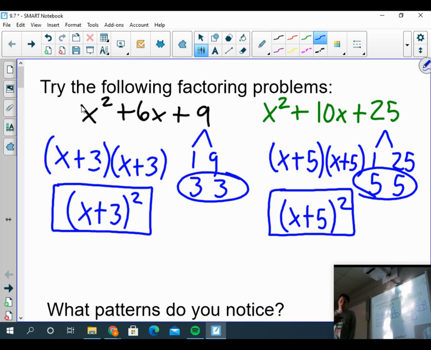And I want you to pause the video again and see what patterns you notice. What patterns do you notice here? Well, hopefully one that you've identified, probably the one I already did, is that our factors, our two binomials, turned out to be the exact same. That's a little weird, okay?